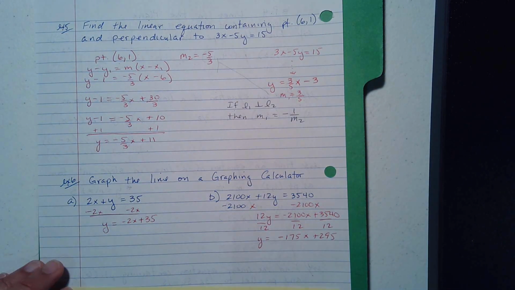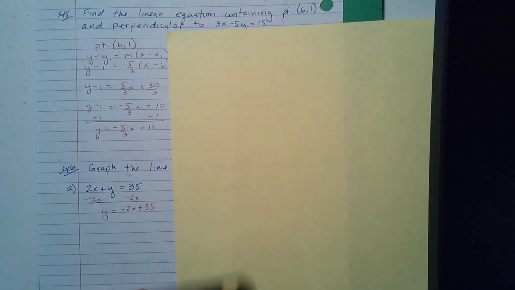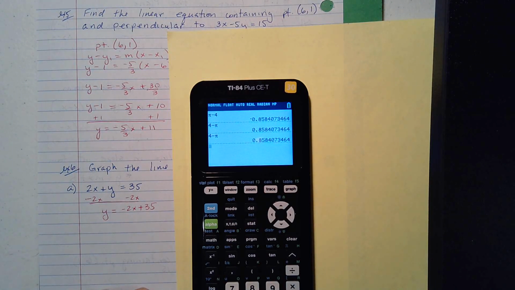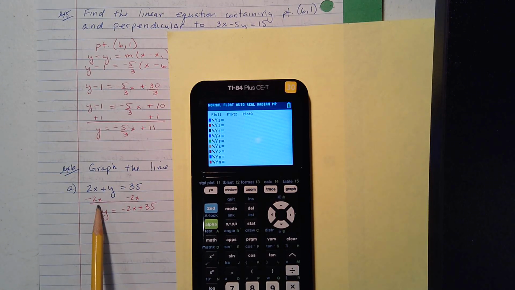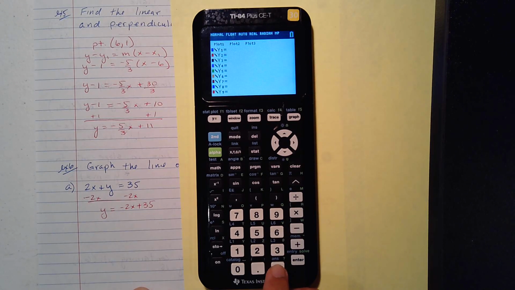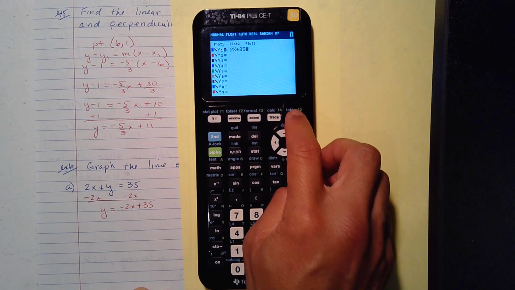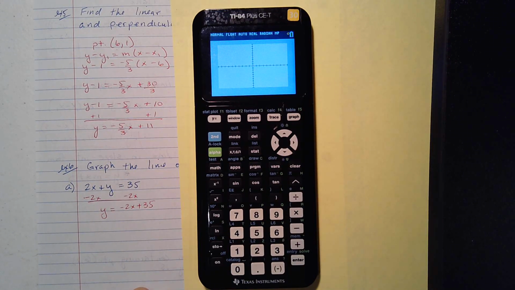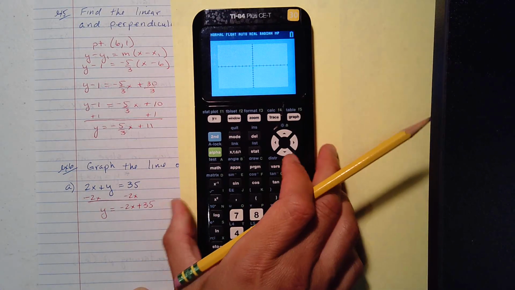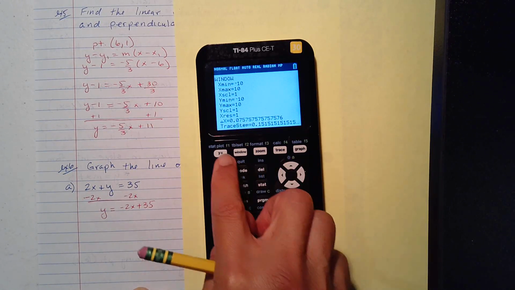All right, example 6. Example 6 is we're going to use a graphing calculator. Now, to use a graphing calculator, what we have to do is first, let's make sure that y is isolated. Once y is isolated, we just substitute y equals, use this key here, negative 2x plus 35. Hit graph. And let's look at the window. Yeah, that's right.